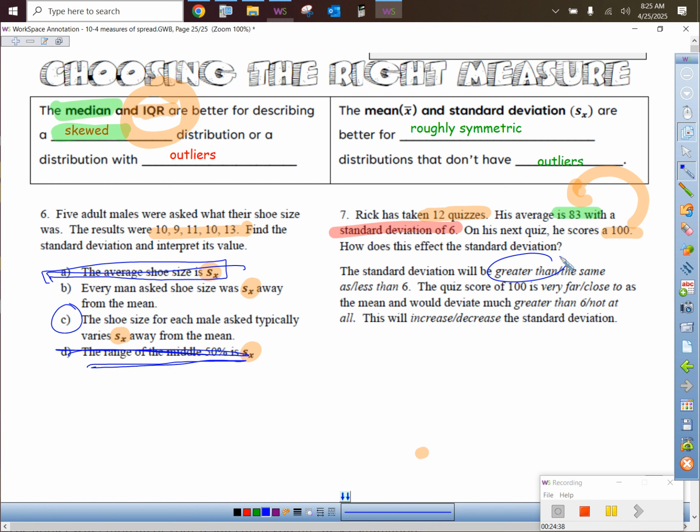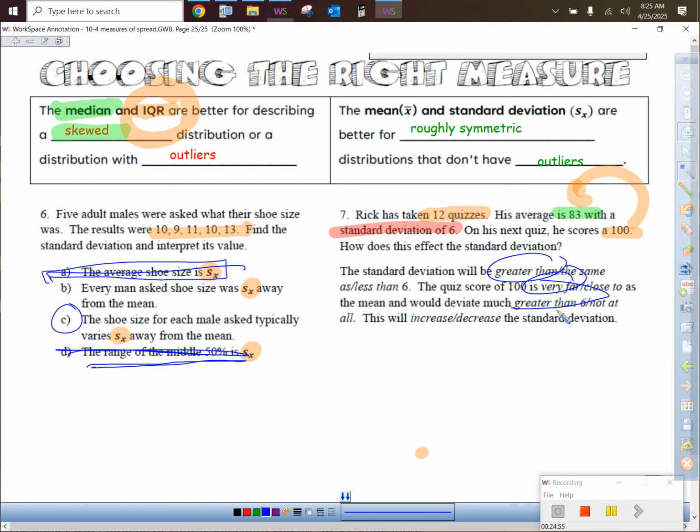The score of 100 is what? Either very far or very close to his average. Very far from his average. And it would deviate much greater than 6 or not at all. What do you want? Greater than 6. This will increase or decrease the standard deviation.